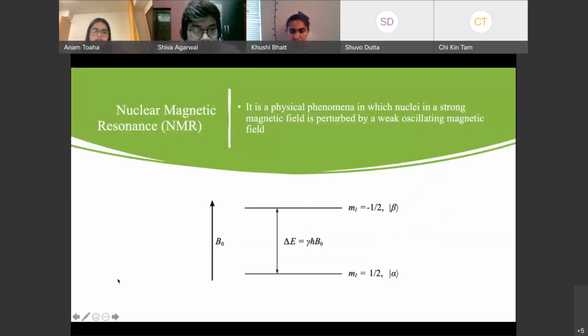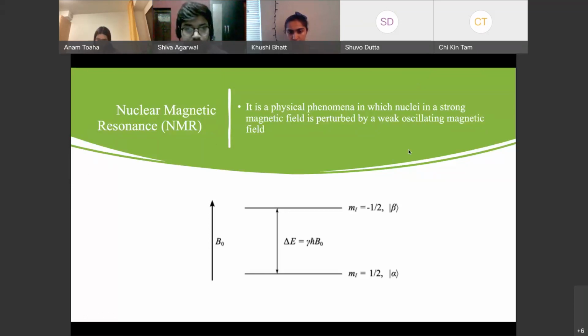Before describing CASPEr wind or CASPEr electric, I will first show you some basics about nuclear magnetic resonance. It is a physical phenomenon in which a magnetic field is perturbed by an oscillating magnet. Nuclei in a strong magnetic field are perturbed by a weak oscillating magnetic field. The response is the production of an electromagnetic signal with the frequency characteristics of the magnetic field at the nucleus.